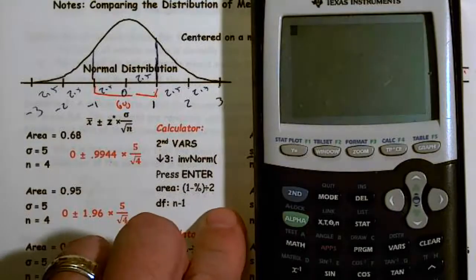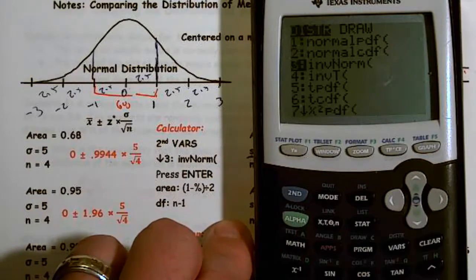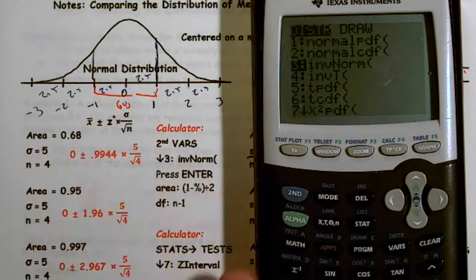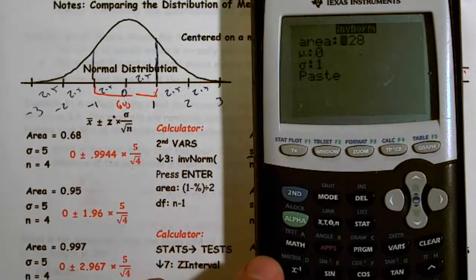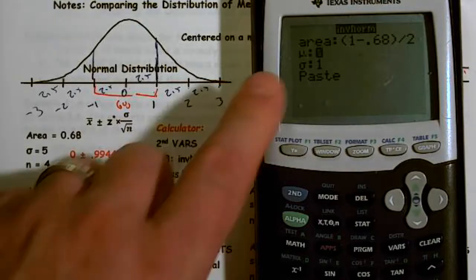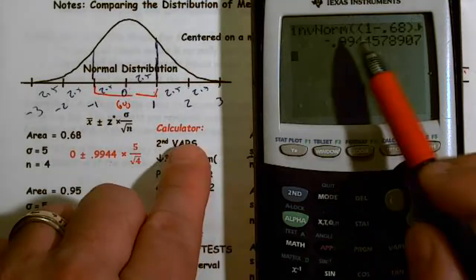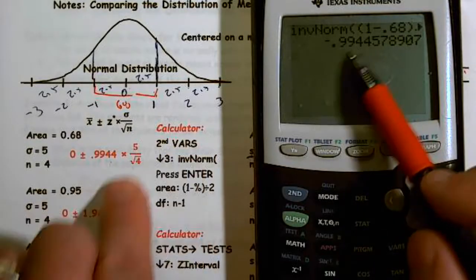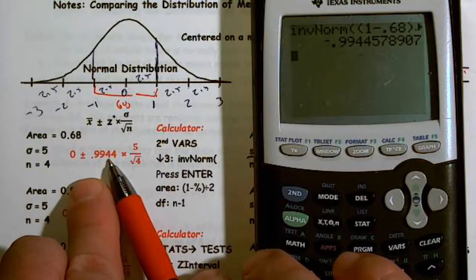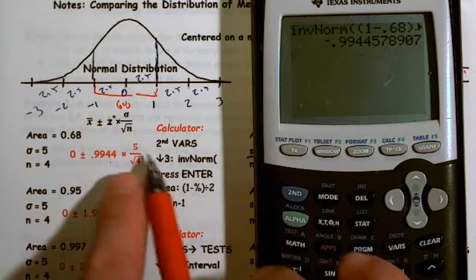So if I go to second vars, and we know about the inverse norm. Let's do that real quickly. Inverse norm, parenthesis 1 minus 0.68, close parenthesis, divided by 2. And we'll go ahead and keep the mean of 0, the standard deviation of 1. And that's where we get the 0.9944 from. All right, that's where that came from. And then it's asking us to multiply that to find out exactly how far it is.